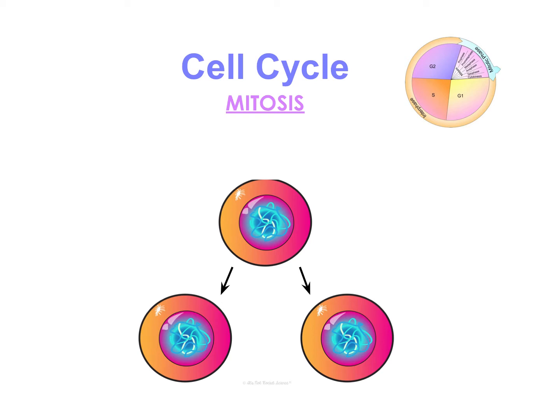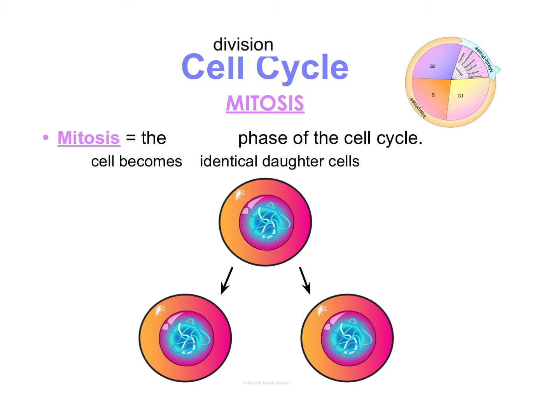The next phase that we see in our cell cycle after interphase, where we have our G1, our S, and our G2, if we remember those terms, is that we're going to go through mitosis. And mitosis is the division phase of the cell cycle. So this is when our one cell is going to become two identical daughter cells. So we can see in our picture here, we start with this one original cell, and as it goes through mitosis, we're going to get two identical cells to end with.